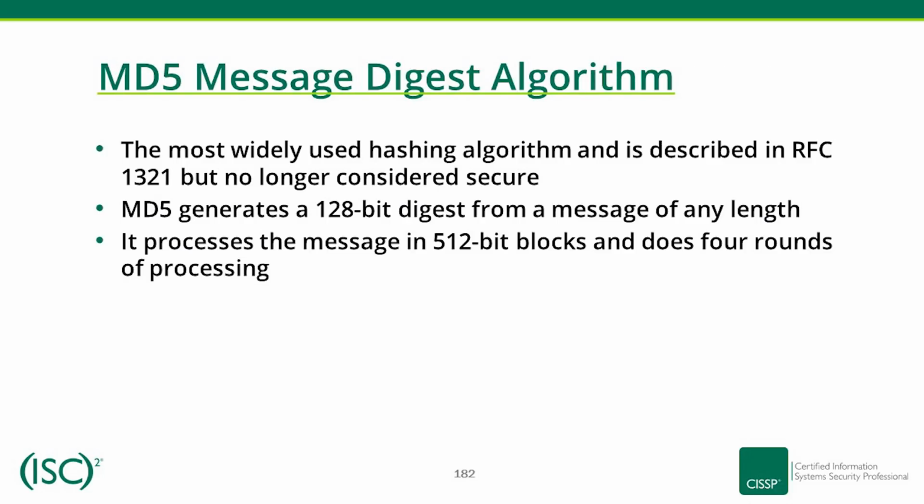MD5 message digest algorithm. The most widely used hashing algorithm, described in RFC 1321, but no longer considered secure. MD5 generates a 128-bit digest from a message of any length. It processes the message in 512-bit blocks and does 4 rounds of processing.